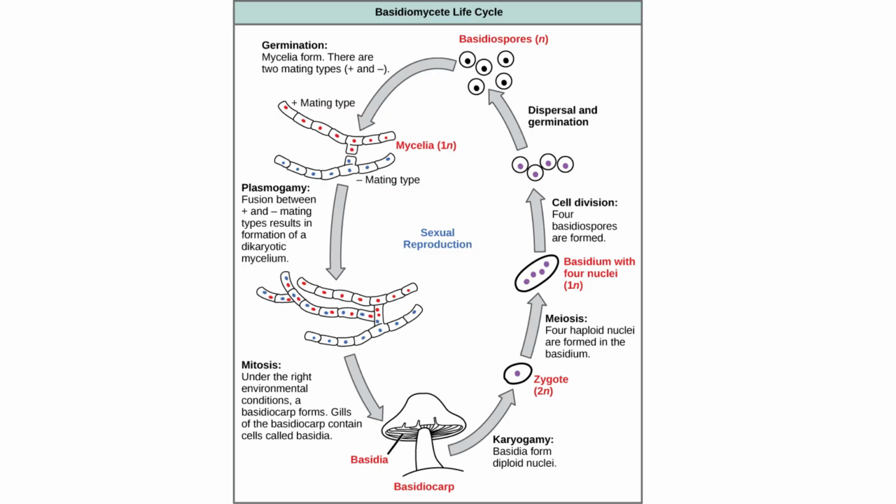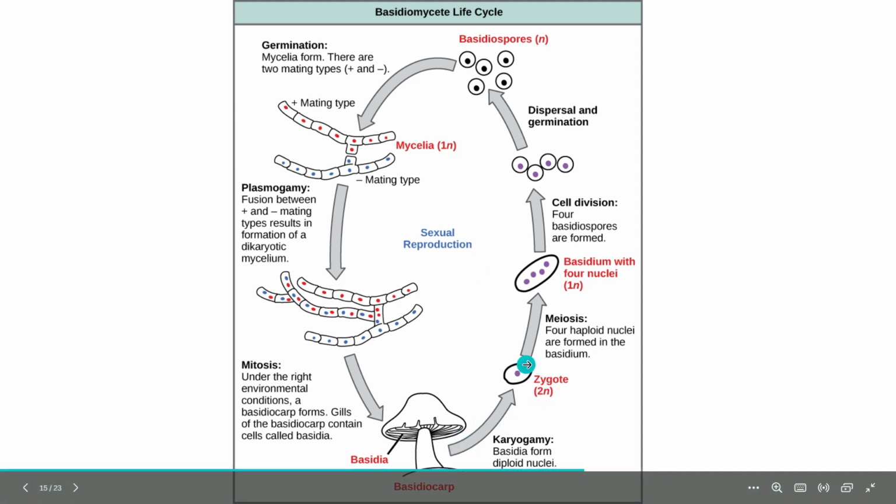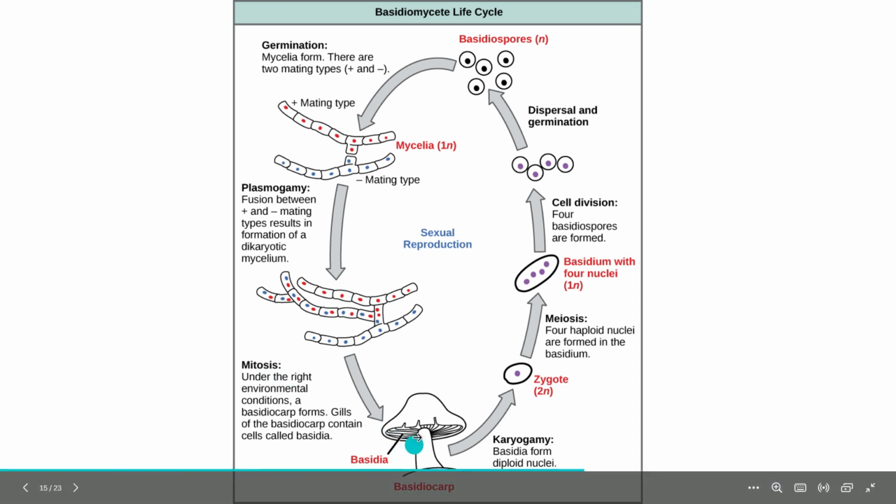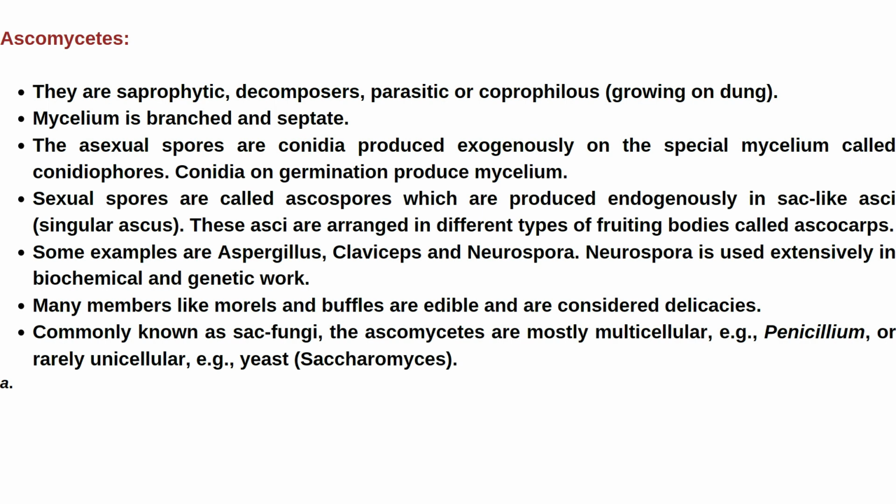Moving on to the sexual mode of reproduction here. Asexual reproduction is absent here. So in the sexual mode of reproduction, you can see the Basidiocarp undergoes karyogamy to form a zygote, and this zygote undergoes meiosis, which results in 4 haploid nuclei. The basidium with 4 haploid nuclei undergoes cell division and gets separated, and these spores, basidiospores, get dispersed and start germinating. Different strains, when they produce mycelium, come in contact and undergo plasmogamy. The plasmogamy further undergoes mitosis, and again Basidiocarp is formed. This is the complete sexual reproduction of Basidiomycetes.